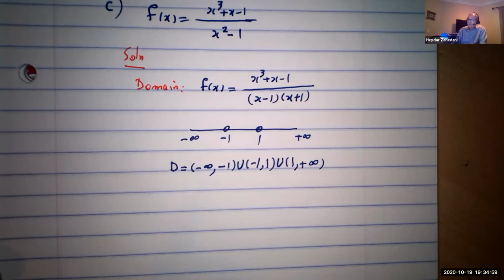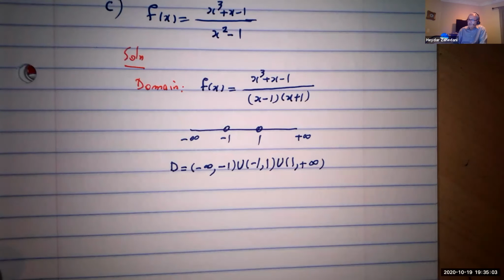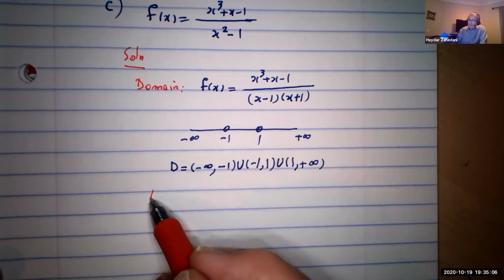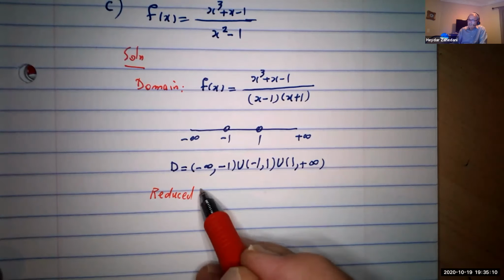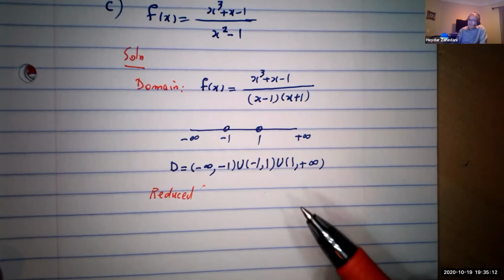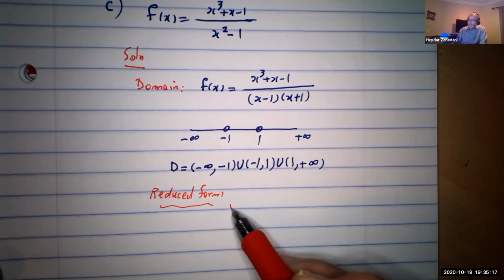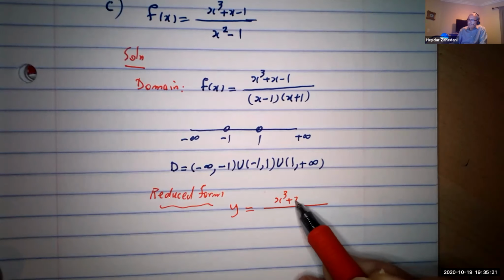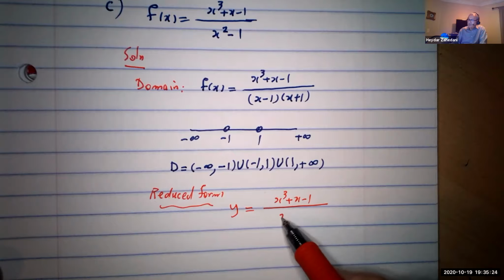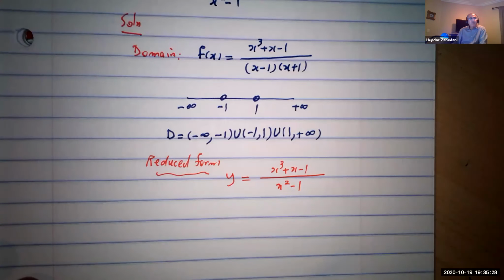Can you simplify it? No. There is no common factor. So the reduced form is the same. I just repeat it so that you are not going to miss it. There is only one case. So just have a look, even if you don't want to write it down. Okay, reduced form, just as is: x cubed plus x minus 1 over x squared minus 1. Okay, go for the vertical asymptote.